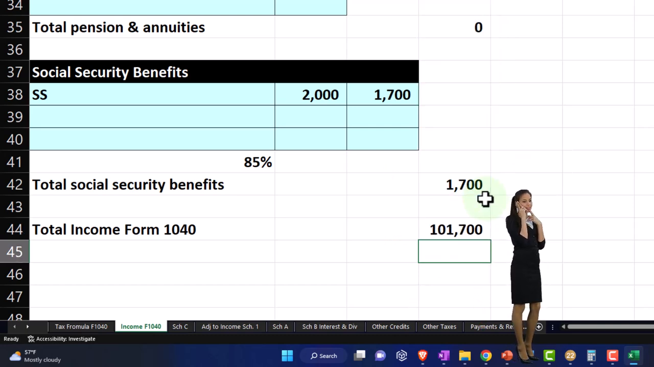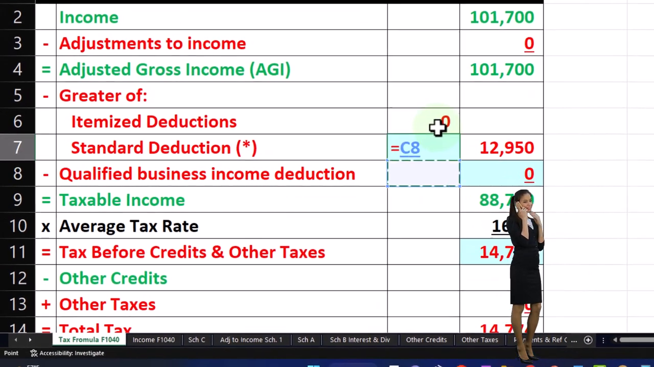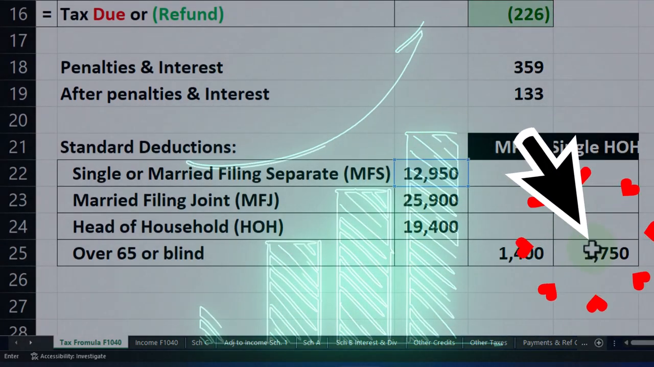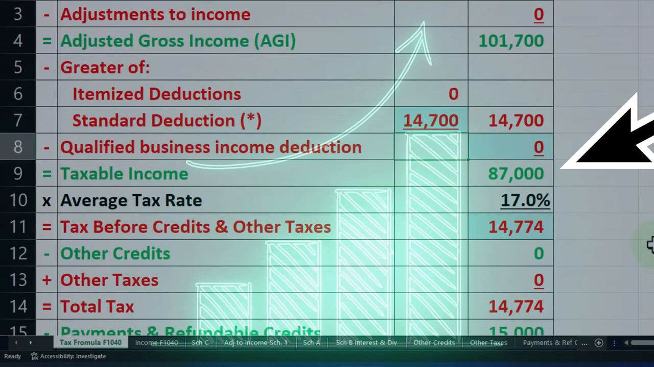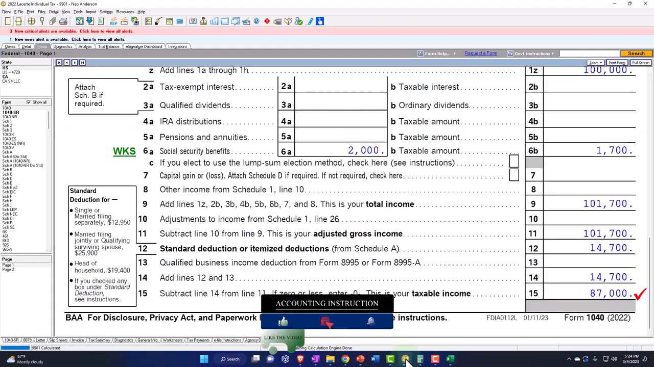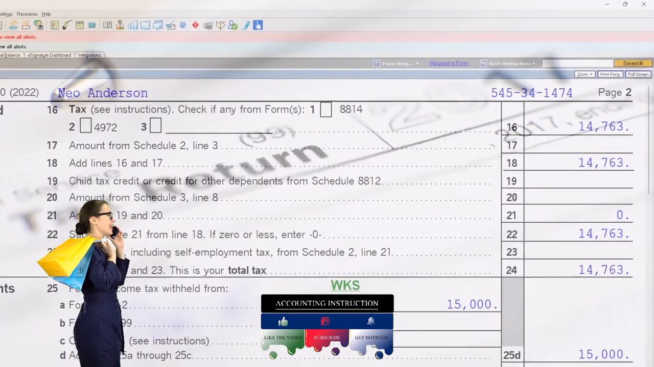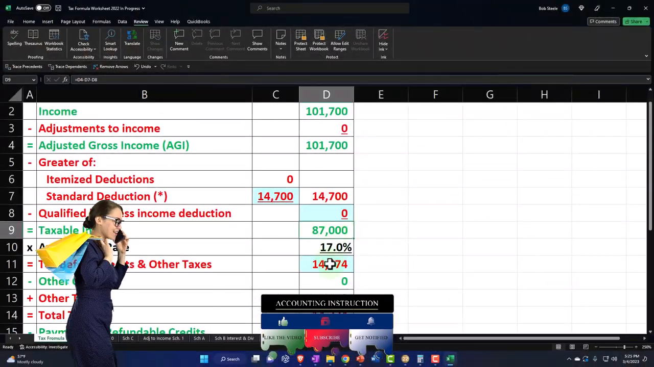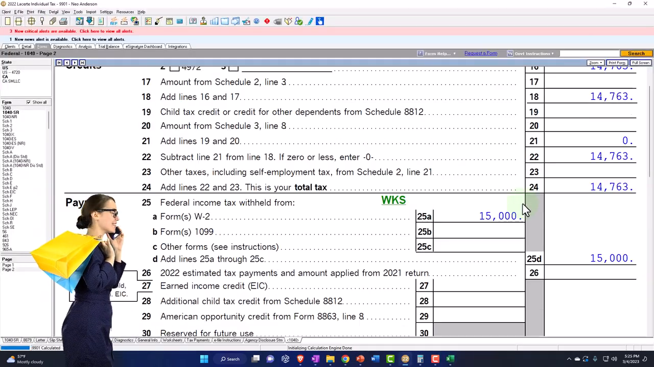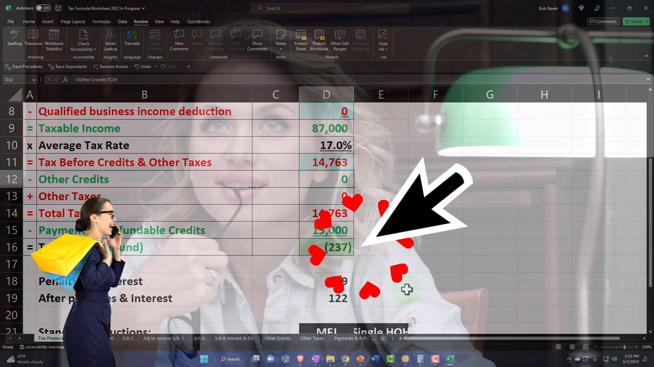So now we're at the 101,700, pulling into page one. Boom. This needs to be increased because they're over the threshold to get an extra over the standard of the 1,750. There's that. Bam. That gets us to the 87,000. 87,000 over on the tax return is there. Page two, doing the calculation, is now at the 14,763. So we'll say, okay, 14,763 is there. And 15,000 gets us down to the 237. So there's the general idea.